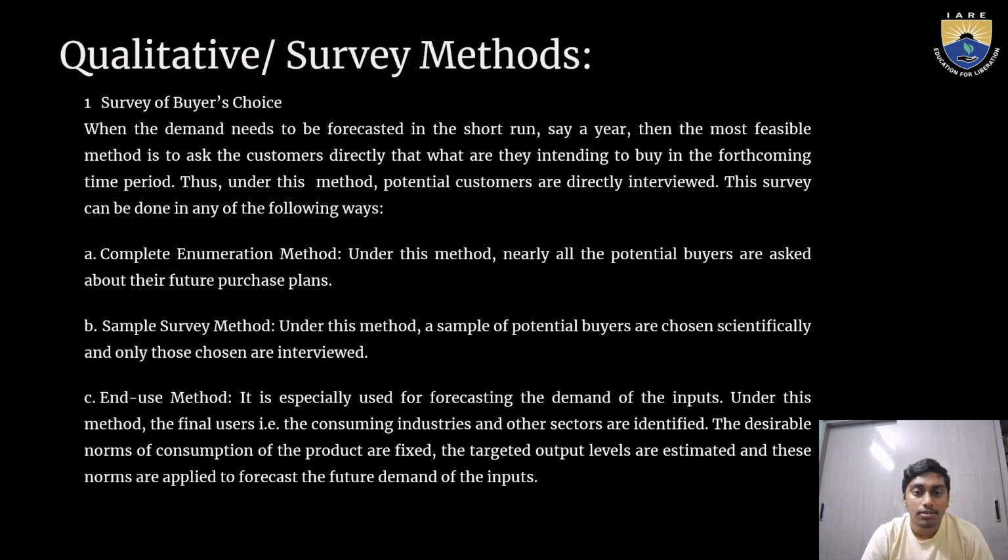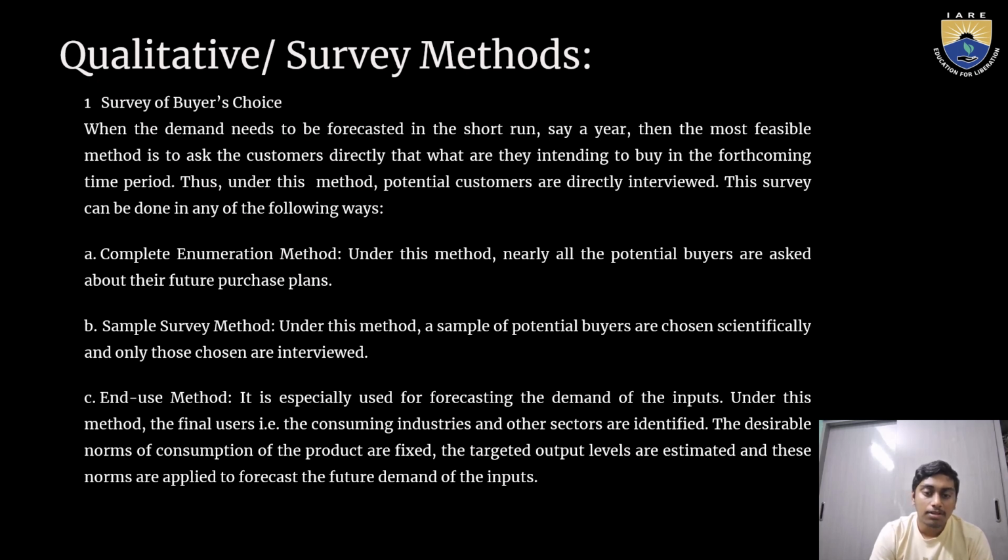Qualitative methods. Survey of buyers' choice. When the demand needs to be forecasted in the short run, say a year, then the most feasible method is to ask the customers directly what they are intending to buy in the forthcoming time period. Thus, under this method, potential customers are directly interviewed. This survey can be done in any of the following ways.